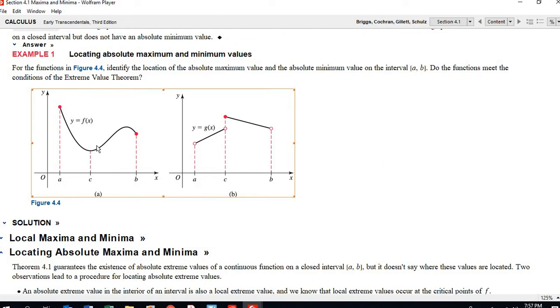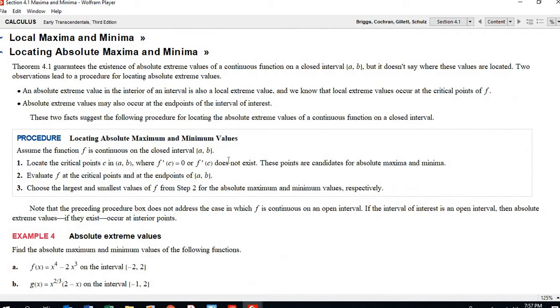And so the process for locating your absolute maxes and mins starts with the same process we use for increasing, decreasing, which is take the first derivative and set it equal to 0, or if it doesn't exist somewhere, you've got to include that point, all right? And those points are the candidates for absolute maxes and mins. But you could also have them at the endpoints, okay?